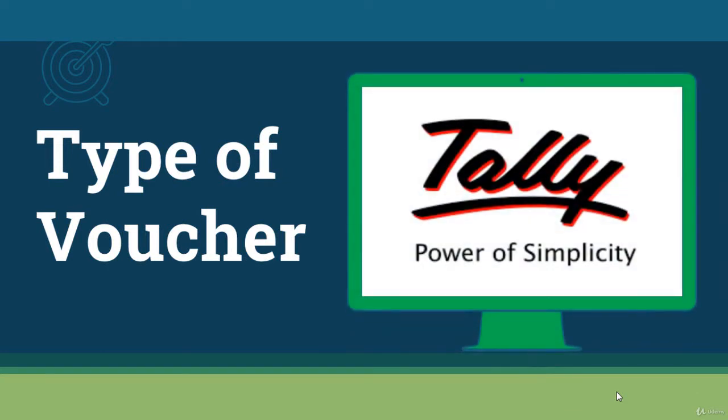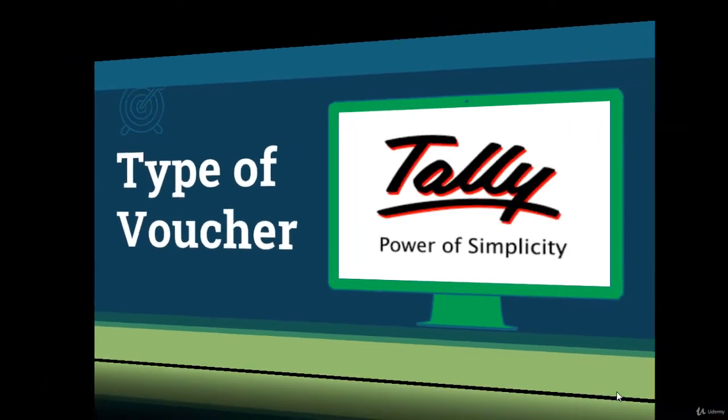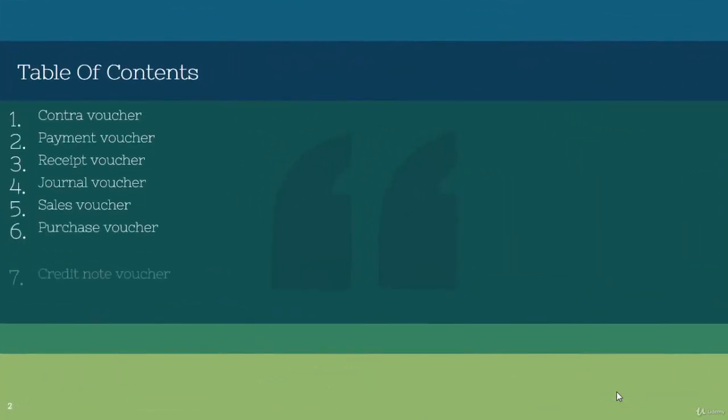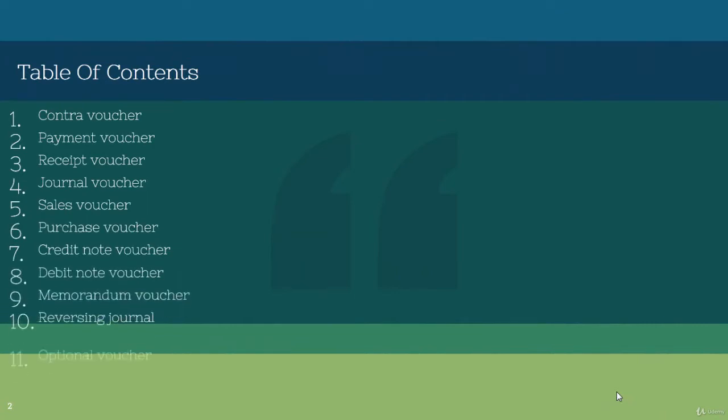Now we are going to look at the types of vouchers used in Tally ERP9. In the table of contents, I cover the 14 vouchers used in the Tally program. The first 8 vouchers are the key vouchers in Tally ERP9.